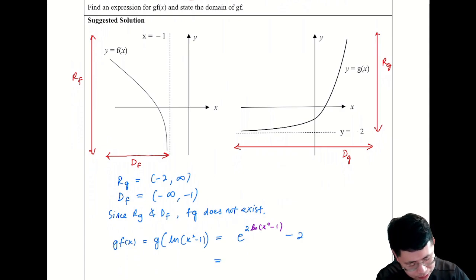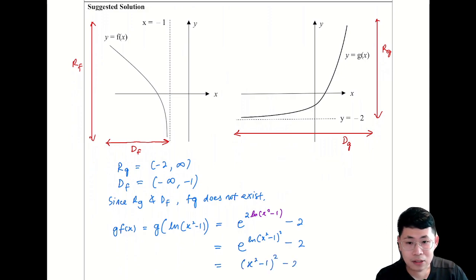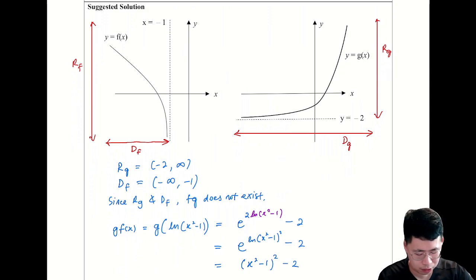Okay, so with this, let us make use of the law of logarithm to put the square up there first. Then e to the power of ln something, using your law of logarithm, you will get something like (x squared minus 1) squared minus 2. So this over here is the rule or the expression for our gf(x). And what we need to do is add in the domain of gf(x). So the domain of gf(x) is x an element of the real numbers, such that we follow the domain of f, so that x is less than negative 1.